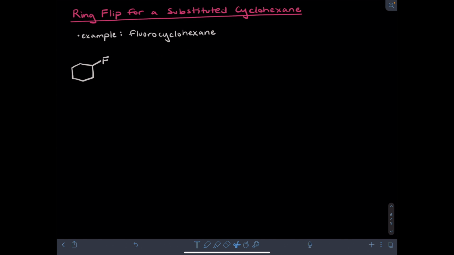Now let's consider what this ring flip would look like if we have a substituent on the cyclohexane ring that isn't a hydrogen. For example, replacing one hydrogen with a fluorine to have fluorocyclohexane. In one of my 2 chair conformations, this fluorine is going to be axial. It's going to point straight up or straight down from the ring. In this example, I've drawn it on the upper right carbon, where the axial position points straight up on the page.